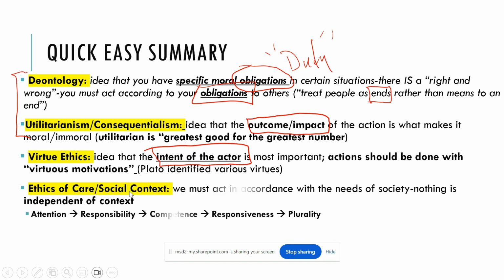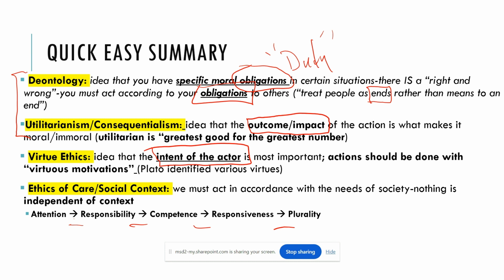And then ethics of care or social context just means we must act in accordance with the needs of society. Nothing's independent of the context. And then they usually look at these attributes. I don't really know why I made an arrow. When I first took notes on this, learning about philosophy, I made these arrows, but they're not necessarily leading to one another. It's kind of like you need to act with intention. You need to act in a responsible manner given the needs of your society. You need to only act in areas in which you are competent.